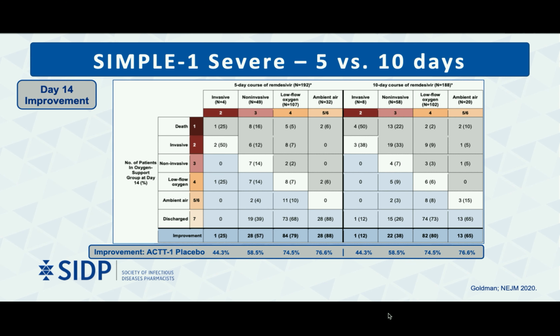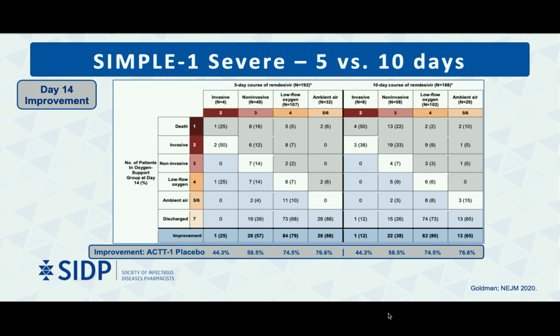In the supplementary appendix, this figure was included highlighting day 14 clinical status for both treatment arms broken down by baseline clinical status. At the bottom of the figure in blue, we can see improvement rates for each baseline category. And since the study did not have a placebo arm, I've included the improvement rates from the placebo arm in the ACT-1 study to compare.